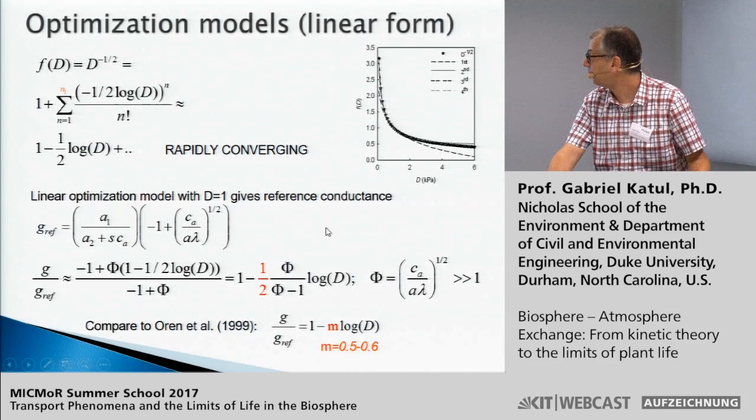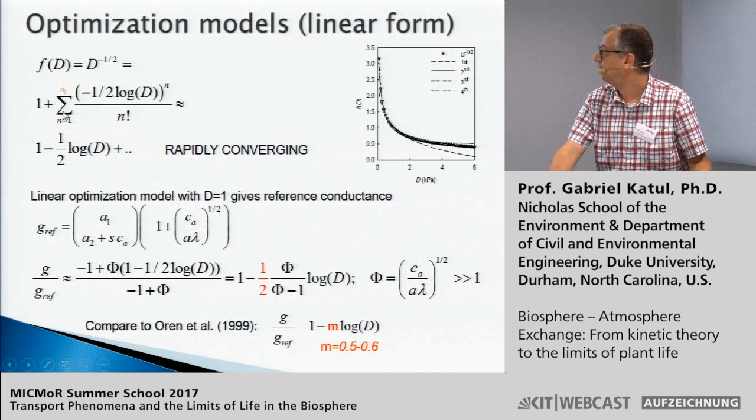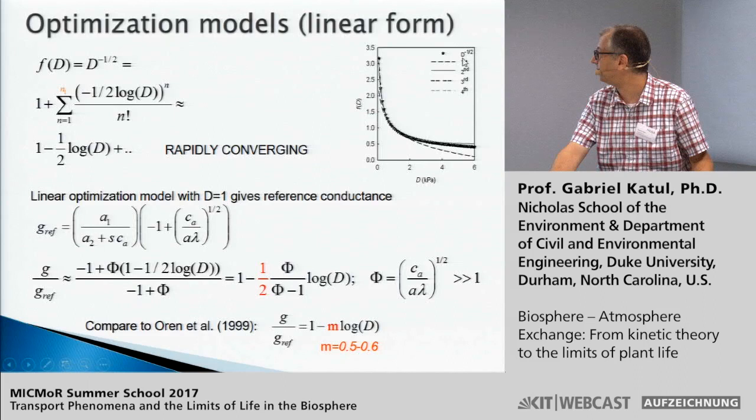If you do that, you automatically notice that any Taylor series expansion of d to the minus 1/2 will have its first term be 1 minus 1/2 log d plus a bunch of higher order corrections. And actually, this series converges quite rapidly. In three terms, you are almost there. So if you take this linearization of d to the minus 1/2 and do a little bit of algebra, you can show quickly that the d to the minus 1/2 result from stomatal optimization theory is exactly predicting a slope of 1/2 multiplied by this quantity.